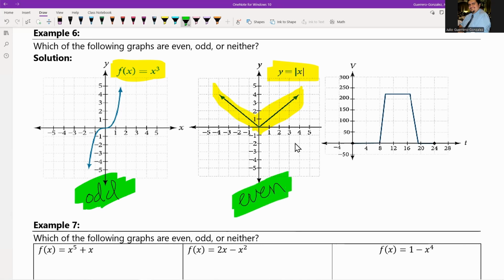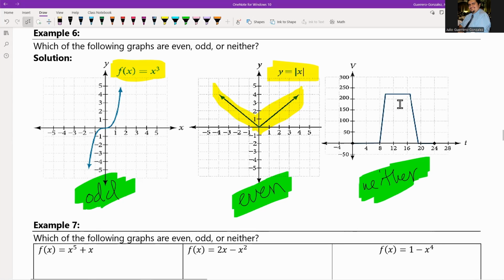Okay, and then hopefully you guys see where this last one goes. You can't do anything with this one, right? You're not going to get the same graph any which way, since you're not going to get something that flips about the y-axis and you're not going to get something that's flipped about the origin, this is neither. Highlight green. Okay, there we go. This is a neither. Okay, all right, moving on.